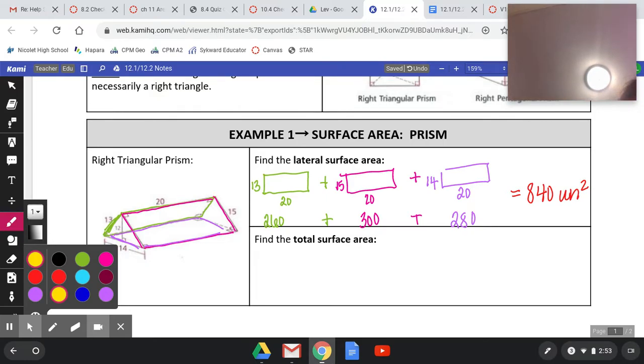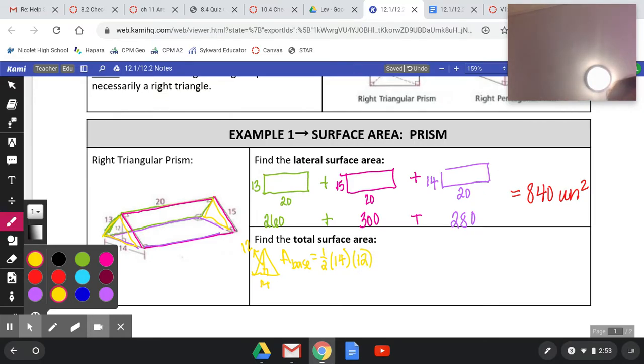I've got two triangular bases, one over here and one over here. So to find the area, I've got these triangles. The base is 14. The height is given to me as, just draw an arrow there, 12. So to find the area of one base, I would do 1/2 times 14, which is the base of the triangle, times 12, which is the height of the triangle.